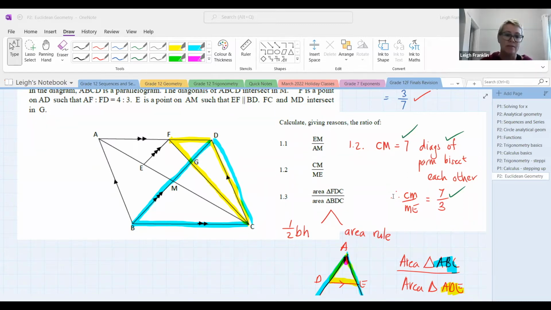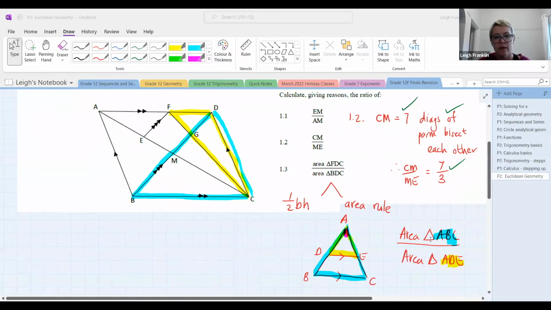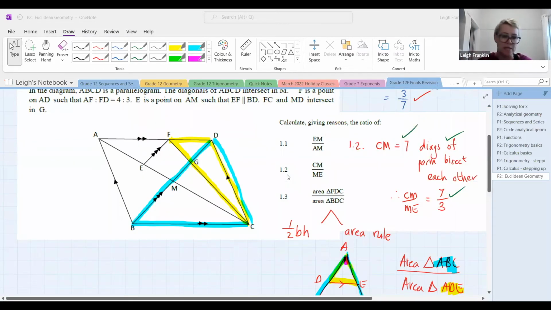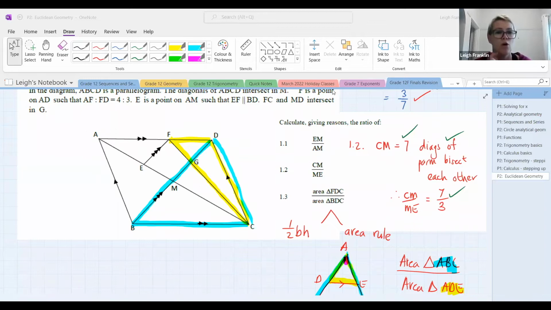Triangle FDC and DBC do not share an angle. They might share parts of an angle with one another, but they don't share an angle in the same way that triangle ABC and ADE do. It's got to be a whole angle, and it's got to be the same. Here, it's part of D and part of C, not the whole of D or the whole of C. Can you guys see that? So they don't share an angle. They share parts of an angle, but they do not share a whole angle.